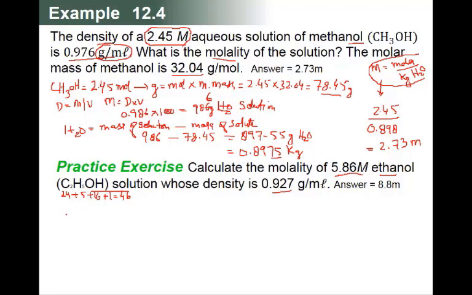Now we convert this ethanol moles into gram. So we say C2H5OH ethanol is equal to 5.86 moles. So we convert into gram by the formula mole multiplied by molar mass.